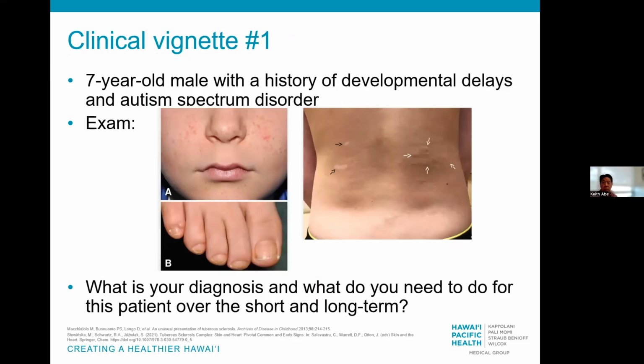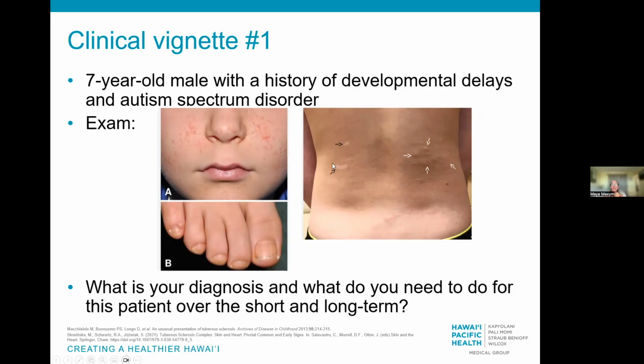So back to this one. What's the diagnosis? Go ahead and put it in the chat, folks. Well, I don't know how to see the chat. I will tell you when something starts to come into the chat. Yay.